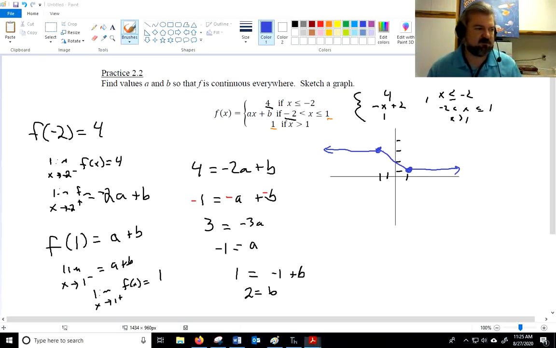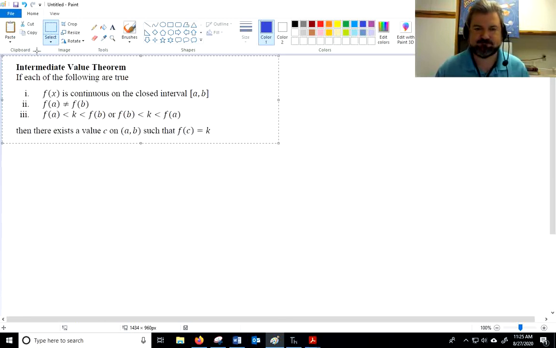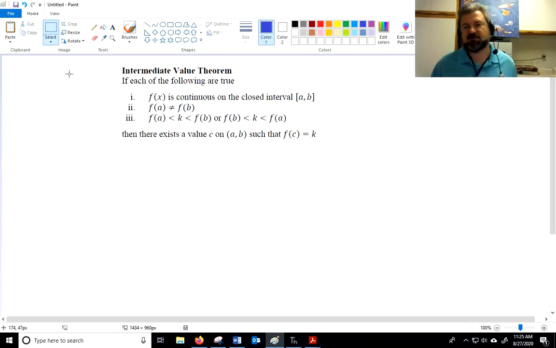All right, now it's time to talk about a theorem. The Intermediate Value Theorem. If each of the following are true: 1, f of x is continuous on a closed interval from a to b. 2, f of a does not equal f of b. And 3, some value k is between f of a and f of b. And by being between, we mean that either it's f of a, then k, then f of b, or reverse that. Then there exists a value c on the open interval from a to b, such that f of c equals k. So let's take a look at what that would look like graphically.